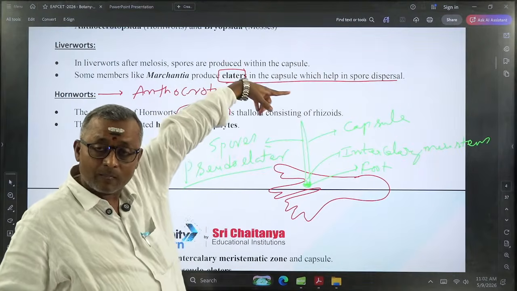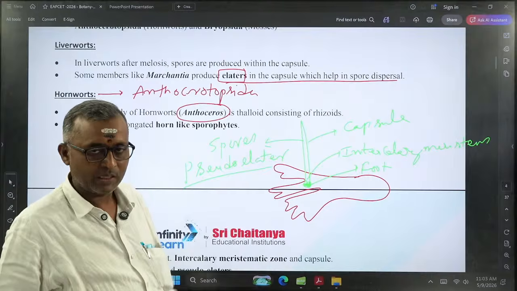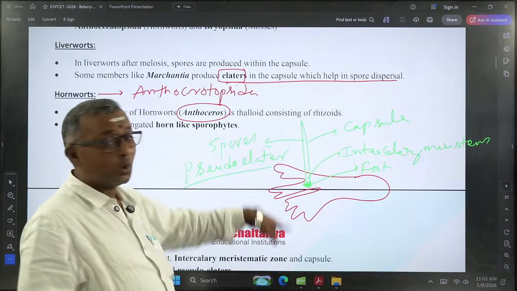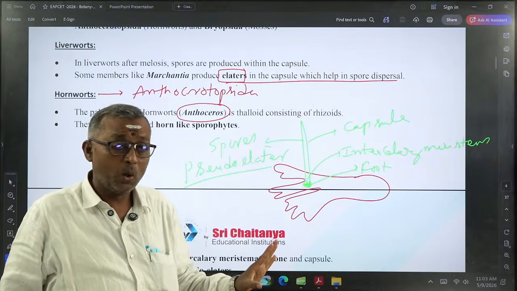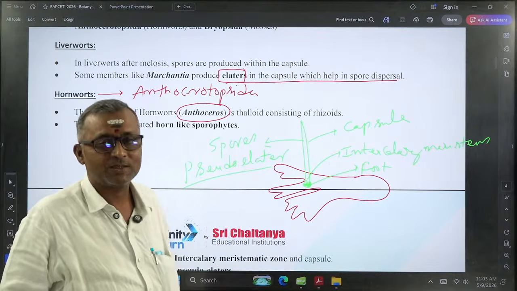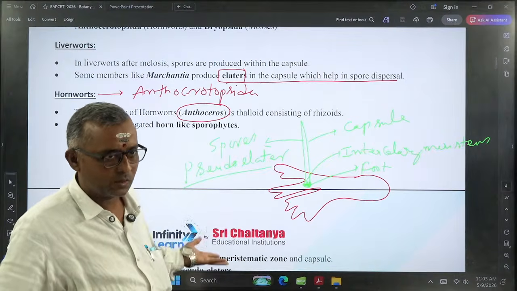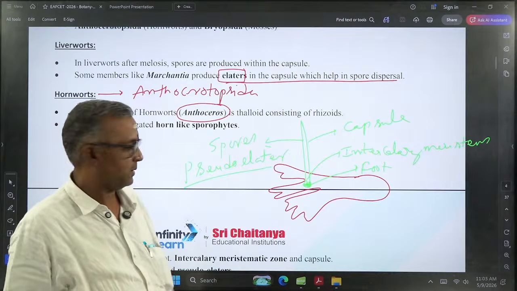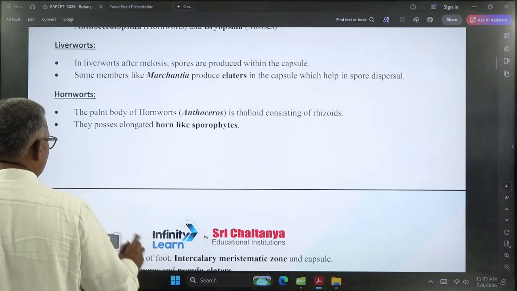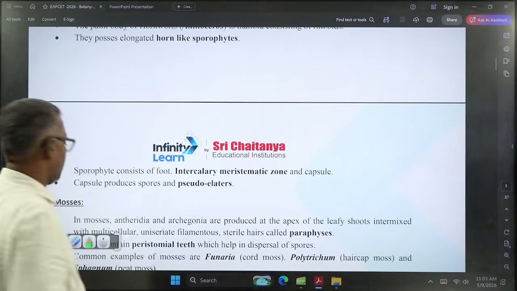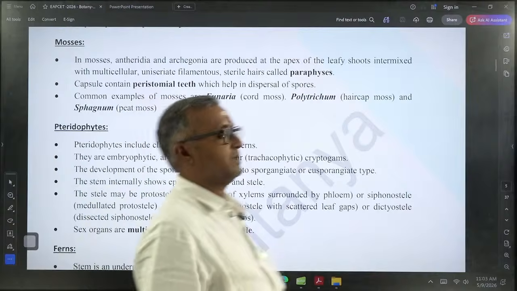Remember, elaters are different, pseudo-elaters are different. Elaters are found in Hepaticopsida members, that is the liverworts capsule. Pseudo-elaters are found in Anthocerotopsida members. Their function is the same, so they are analogous, but their homology is not the same. They are not homologous, they are analogous. Analogous means functionally similar. They also help in dehiscence of the capsule and dispersal of spores. So that is the importance of these Anthocerotopsida members.